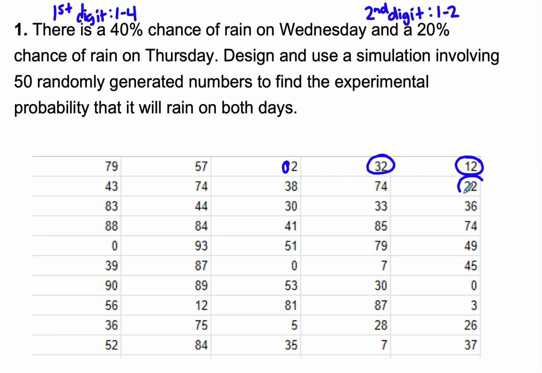Okay, and this one, I have 22. Nothing in that row. 41. Oh no. 1 through 4, nope. And then in that one, nope. 12. 12 works. No.